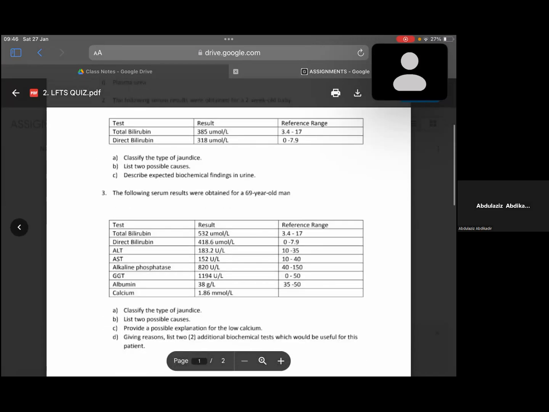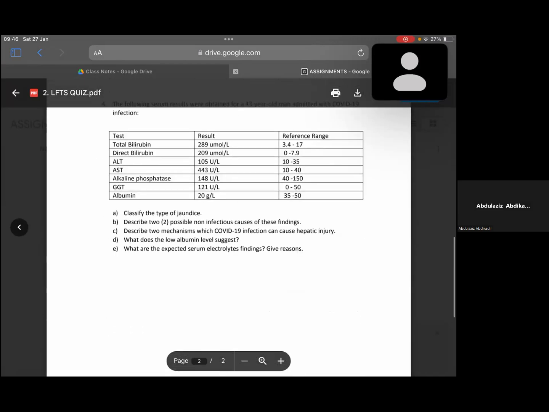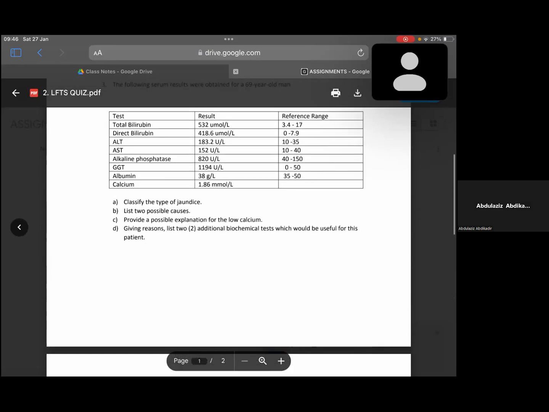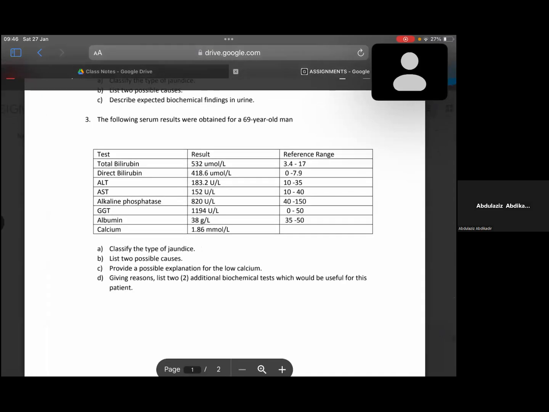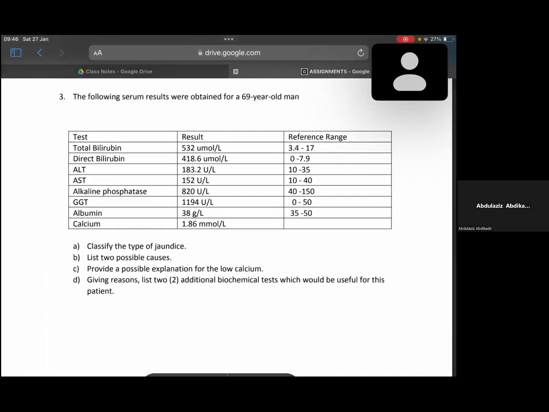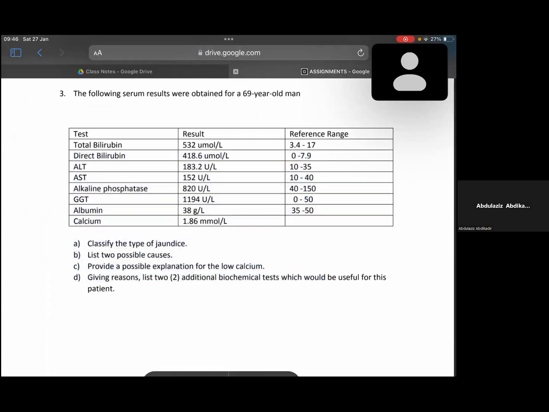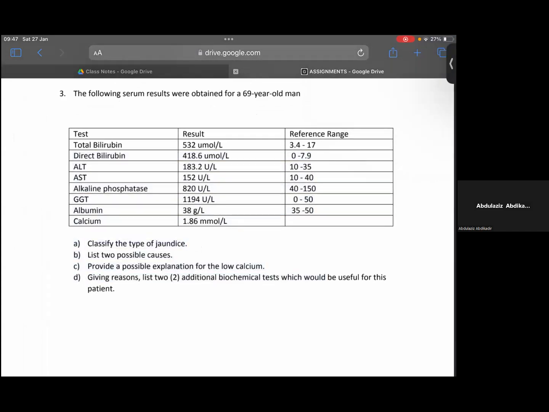LFTs, I'll just do one question. I will do number 3. Number 4, I will give you a chance to take a screenshot and you'll answer. So the following serum results were obtained for a 69-year-old man. Interpretation, I will not ask you because I've come to understand that no one wants to answer interpretation questions, but it's the simplest thing you'll come across in med school. It is just like looking for pallor.